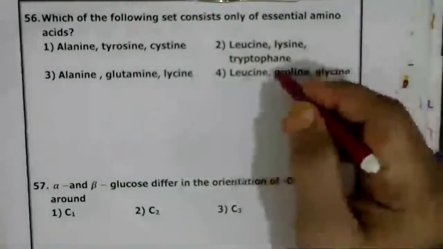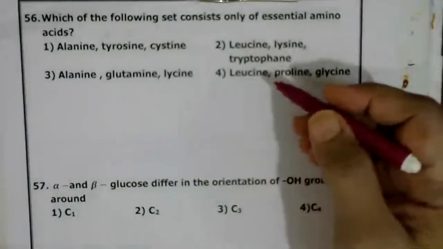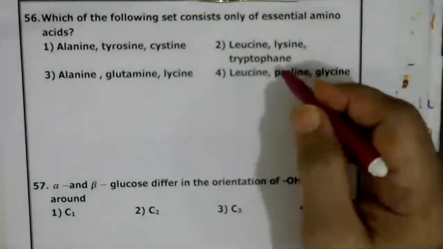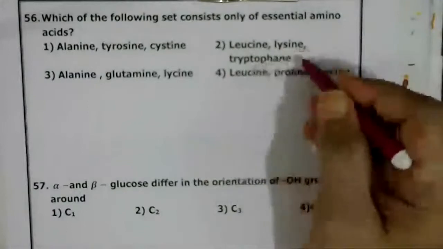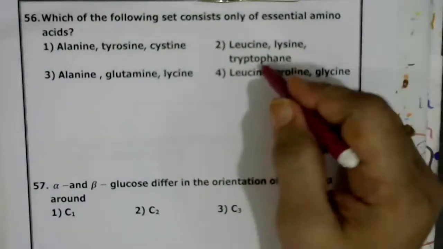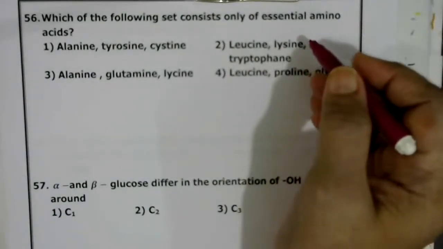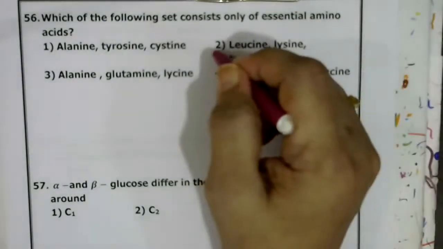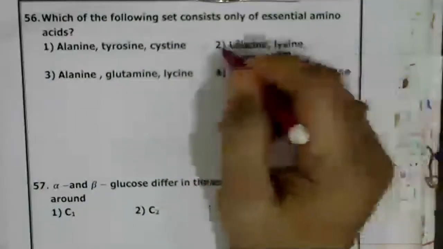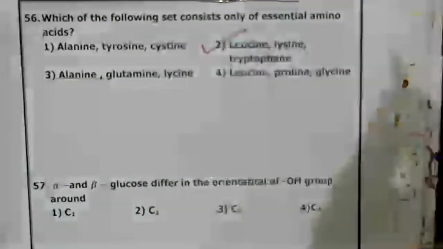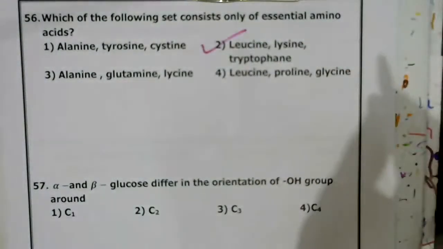Therefore, even in this one, we said that there are 20 amino acids, 10 are essential, 10 are non-essential. They have given it even in the structure in the NCERT. Therefore, what is the answer, children? Second option. 56, second is the correct answer.